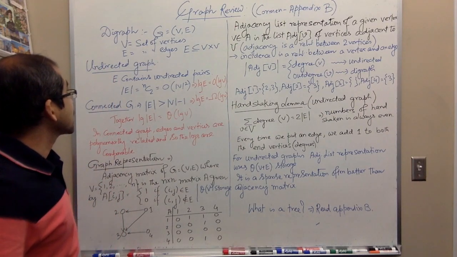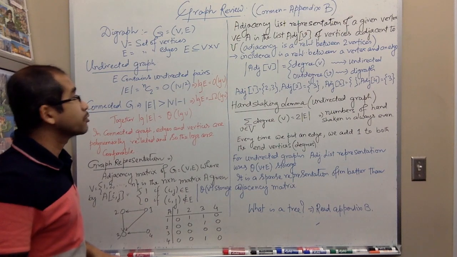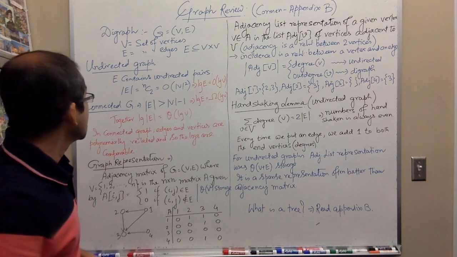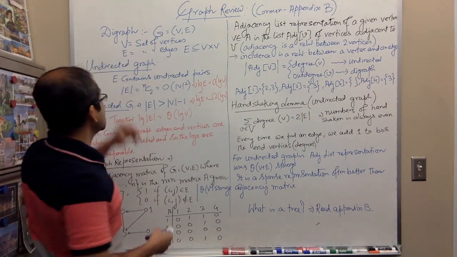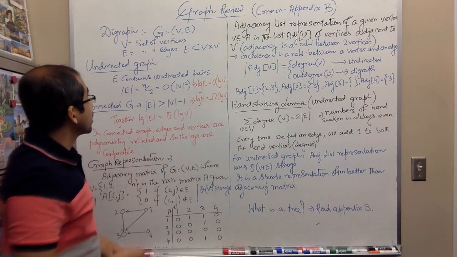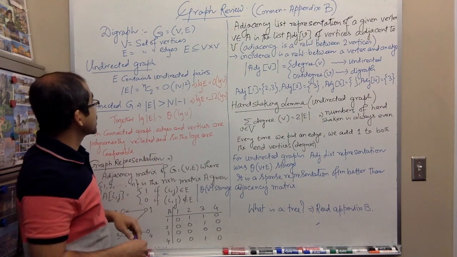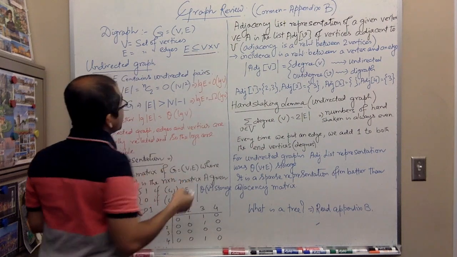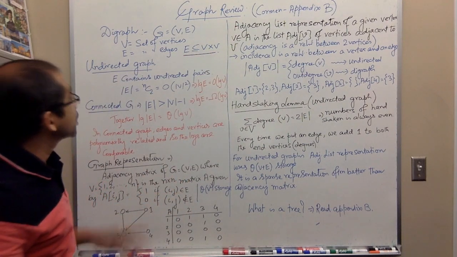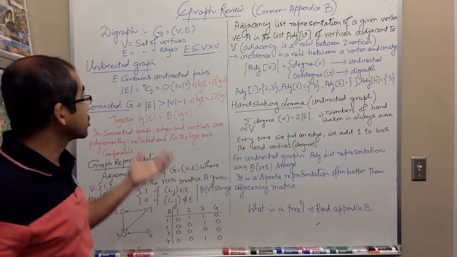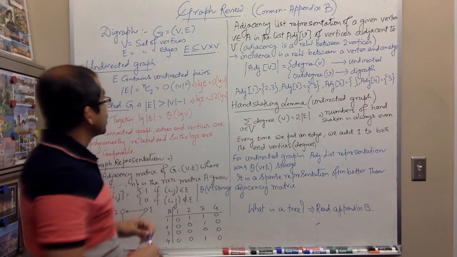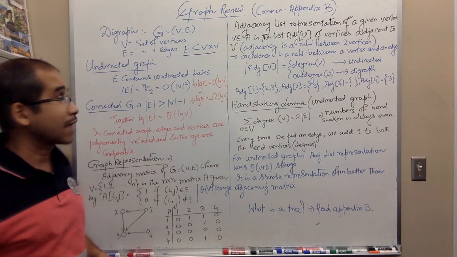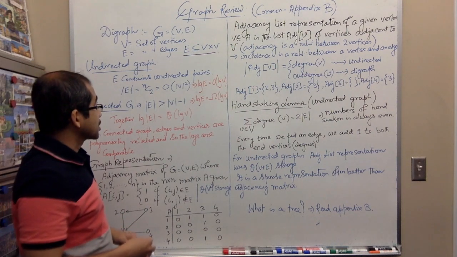A digraph is nothing but a directed graph. What is a directed graph? A graph where there are edges directed from one vertex to another. Suppose the digraph is G, which is (V, E), where V is a set of vertices and E is the set of edges. E is a subset of V cross V. Because an edge connects a pair of vertices, E is a subset of V cross V, since the graph can have all pairs of vertices connected, or just a subset of them.